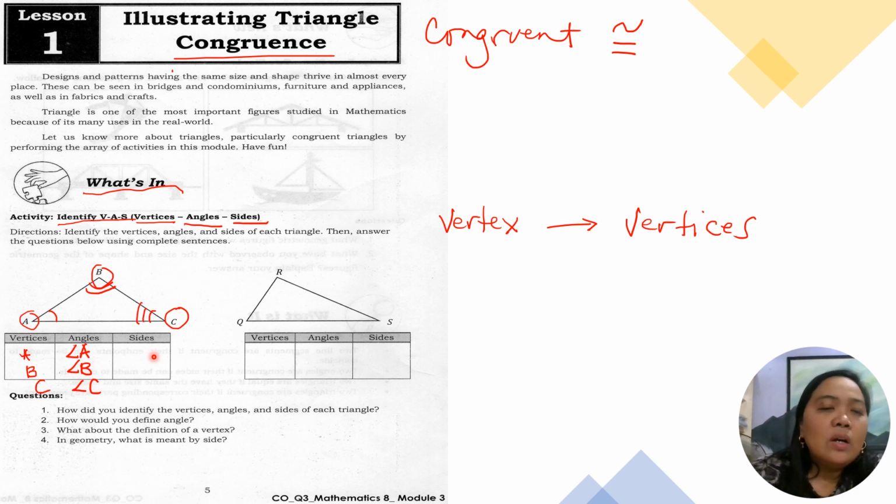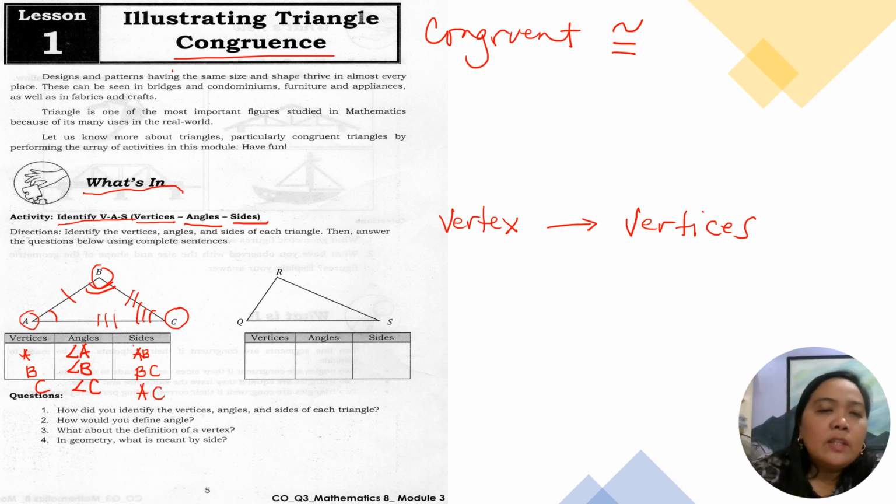Let's go to the sides. Take note that the sides are the line segments joining the vertices, joining the endpoints. To name them, we have segment AB. The first side here is segment AB. Then we also have the second side, segment BC. And the third side is segment AC.